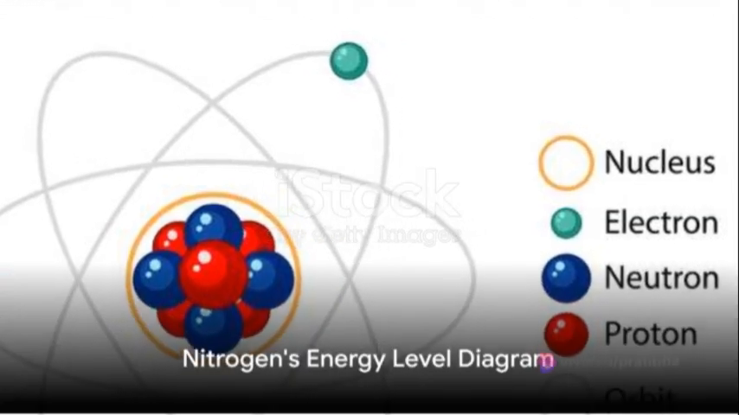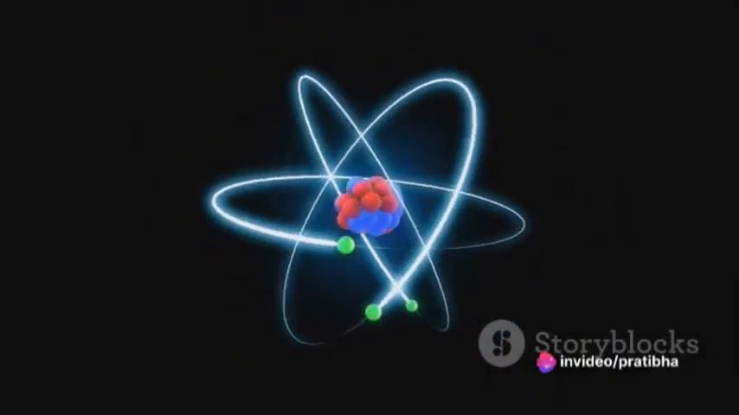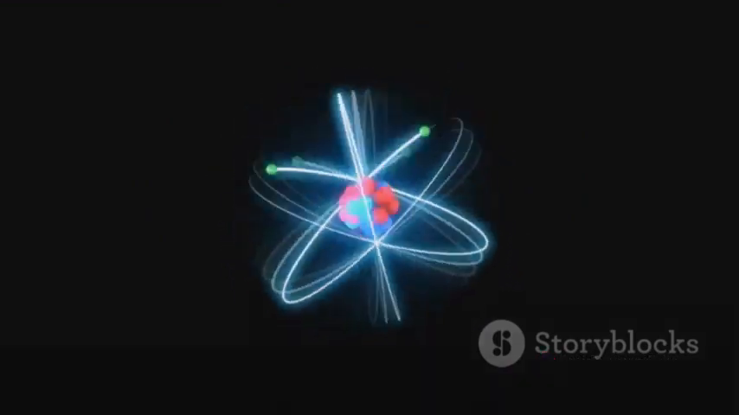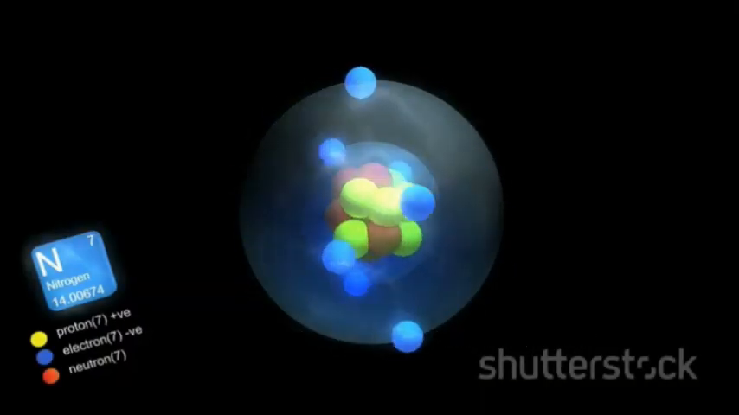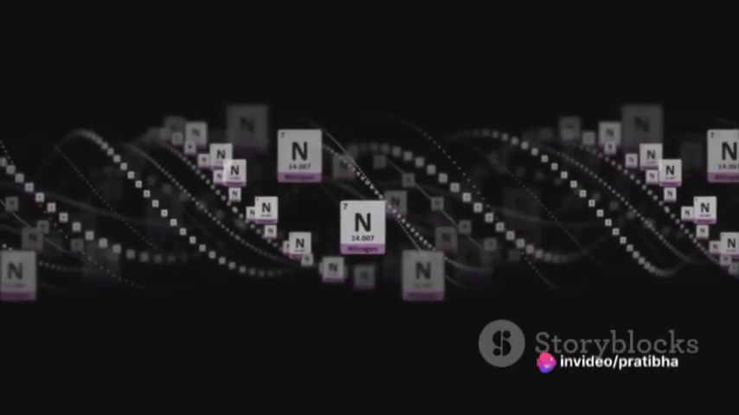Have you ever paused to ponder why nitrogen and oxygen, the two most abundant gases in our atmosphere, exhibit such different reactivity profiles? The answer lies in their energy level diagrams, the maps of the atomic territory that guide electron behavior. Picture nitrogen, if you will.